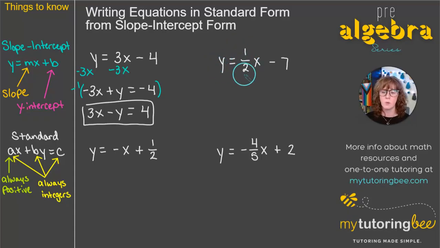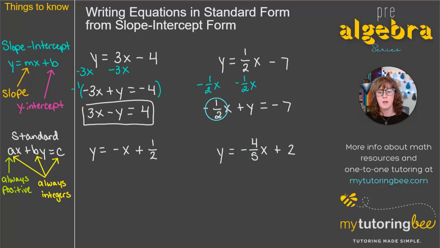Here we have y equals 1/2 x minus 7. Again, I want that x term over on the left-hand side of the equal sign, so I'm going to subtract 1/2 x from both sides of the equation. So that means we get negative 1/2 x plus y equals negative 7. All right, so we definitely have some work to do with this leading coefficient. It's both negative and a fraction. We want neither of those things.